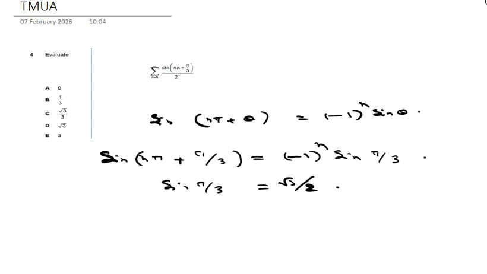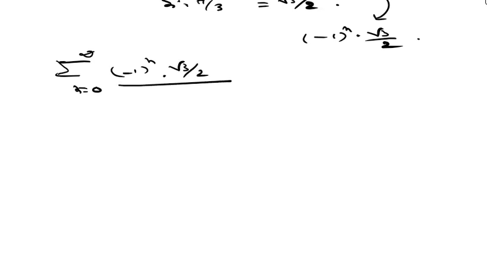Okay, so the numerator becomes what? Minus 1 whole to the power n into root 3 by 2. Okay, now substitute back into the series. Now the series becomes what? Summation of n equals 0 to infinity of minus 1 whole to the power n into root 3 by 2, by 2 to the power n.